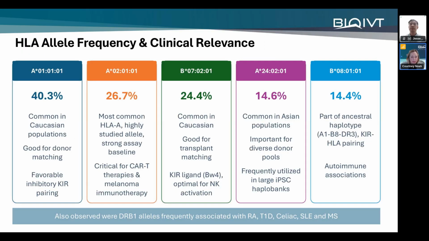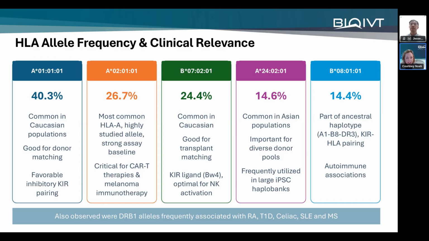To drill down a bit further, as I mentioned, when you're selecting donors, it's important to also consider allele frequency. As you can see here, some alleles are very common. They provide broad population coverage, while others are less frequent. But even the rare ones are equally important, just in different ways. Sometimes they're more associated with specific disease progression or pathologies.